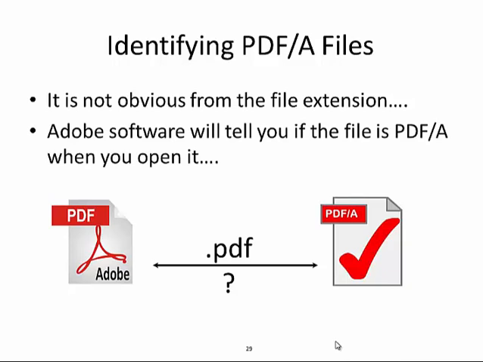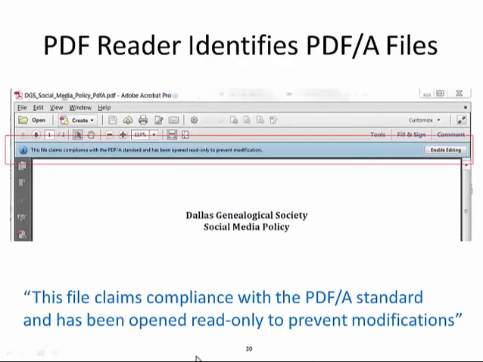So if you open a document in just about any Adobe software package and it is a PDF-A document, you'll get this blue banner across here, which is a little hard to read, so I've typed it down there. It just says this file claims compliance with the PDF-A standard and has been opened read-only to prevent modifications. And so that's Adobe speak for saying, this is a PDF-A document, you can read it, but if you're going to change it, all bets are off. Now you can change it.